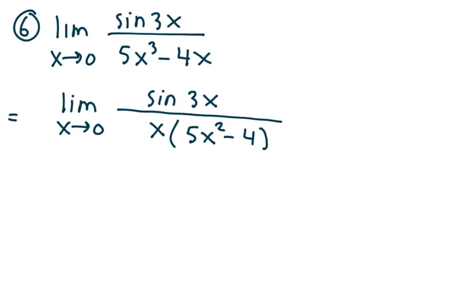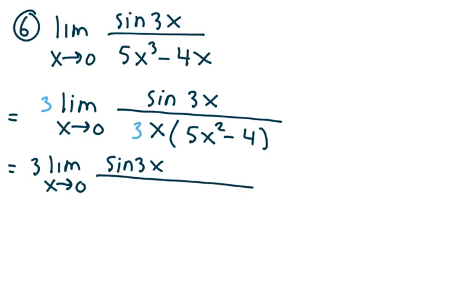So now, the argument for the sine is 3x, and so I need a 3 there in the denominator. So I'm going to put it here. But if I divide by 3, I need to multiply the limit by 3. And so here you get 3 times the limit as x goes to 0 of sine 3x divided by 3x times 5x squared minus 4.